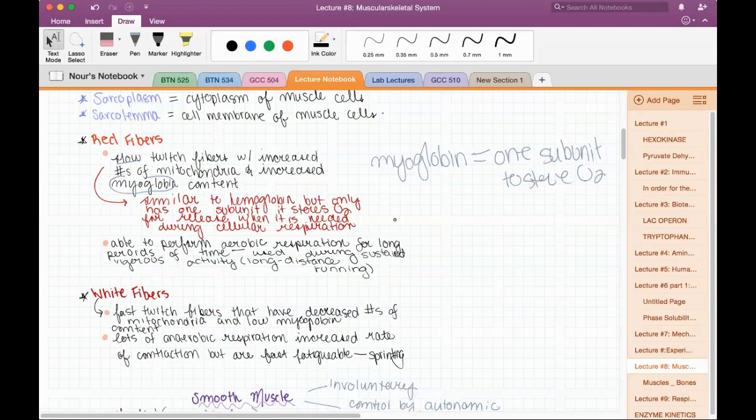Red fibers are able to perform aerobic respiration for long periods of time and are used during sustained vigorous activity, like long distance running. So whenever you think of long distance running, think red fibers.